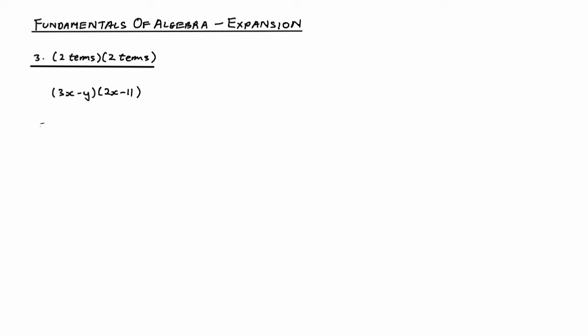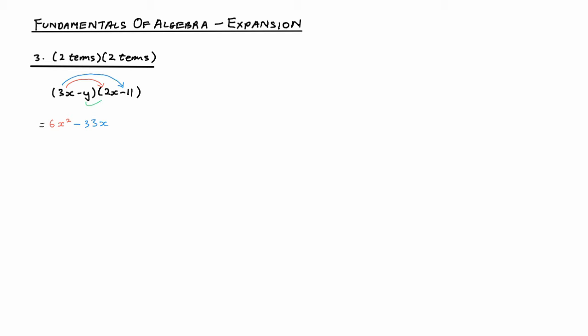Okay, so now we do with two terms and two terms. Okay, so we take the rainbow method. The first one comes in here. Sign is still plus, number is 6, alphabet is x squared. And then we bring this in here. Sign is minus, because plus times minus is minus. 3 times 11 will be 33. And then just a single x.